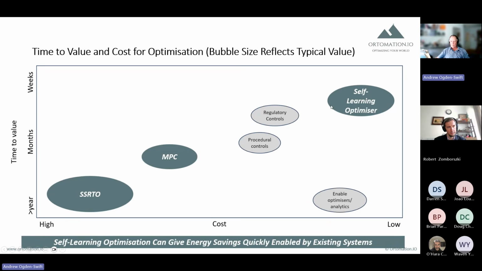Self-learning optimizer doesn't require a model, and so the projects we've done to date, typically without really pushing it, we've got completed in a month from starting the project. So the time to value is much lower, maybe 3 to 4 weeks on a moderate size problem, and the cost is much lower in terms of the expertise needed and the time to build the optimizer.